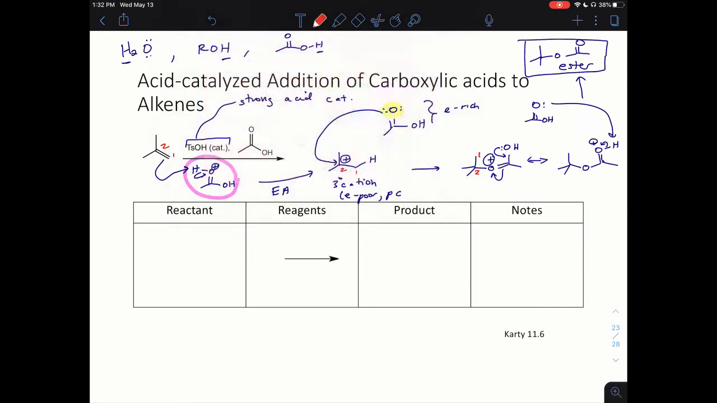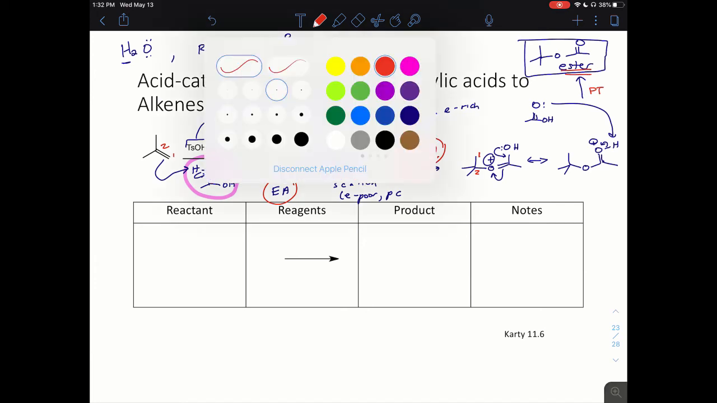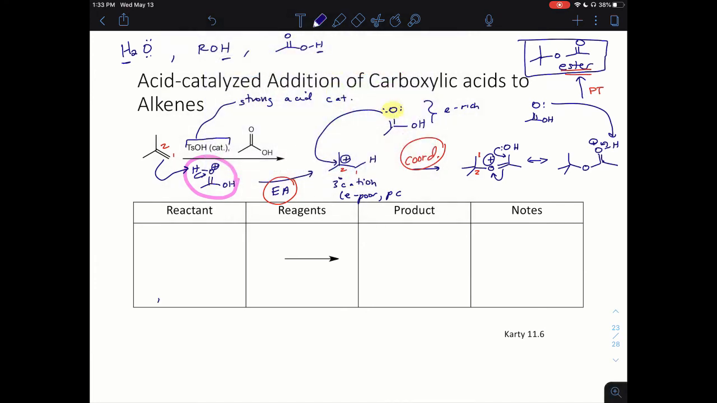It's the same series of steps we've been looking at. So electrophilic addition, coordination. Then I showed you the resonance, delocalization of charge, and then there was a proton transfer to get this cool ester product.